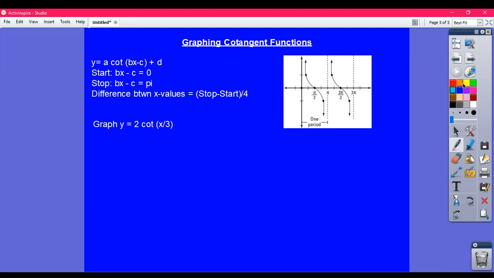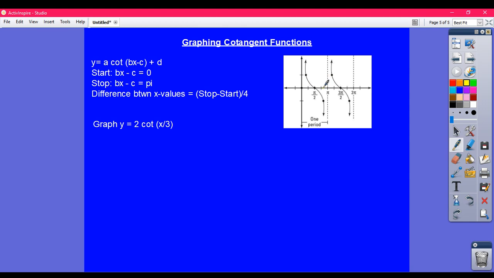Guys, so we're going to be graphing cotangent functions, which is similar to graphing the tangent functions. Notice even the shape is similar for the parent graph, except it goes in the other direction. And also note the difference between cotangent and tangent is the start and stop are different values. The start will equal 0 and the stop will equal pi because, again, if you look at the parent graph, for one period, it starts where x is 0 and ends where x is pi.